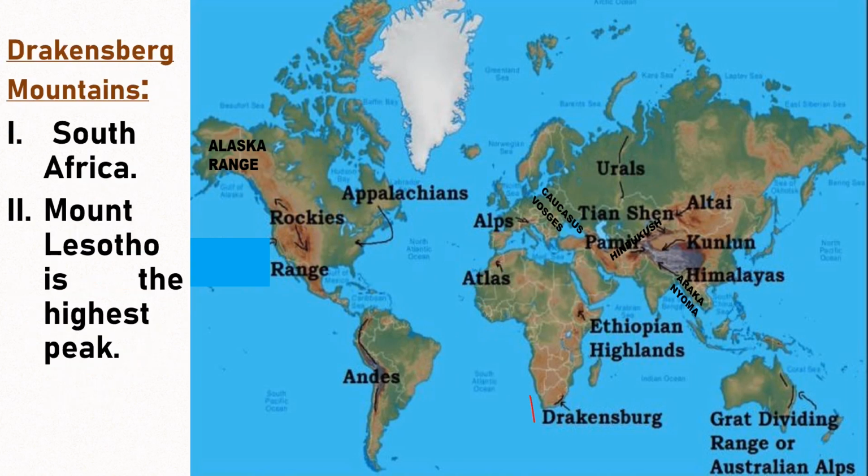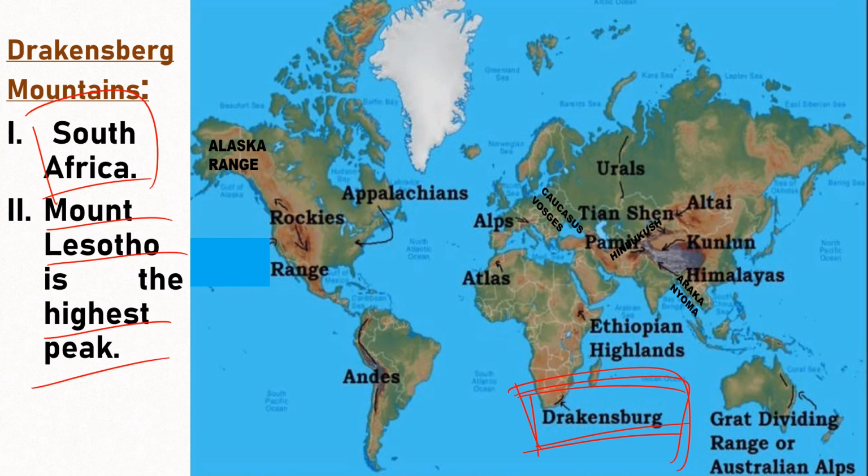Drakensberg Mountains, as you can see down near South Africa, the Drakensberg Mountain range is located in South Africa. Mount Lesotho is the highest peak located on this mountain range. Remember this information as well for your exams about the Drakensberg Mountains.